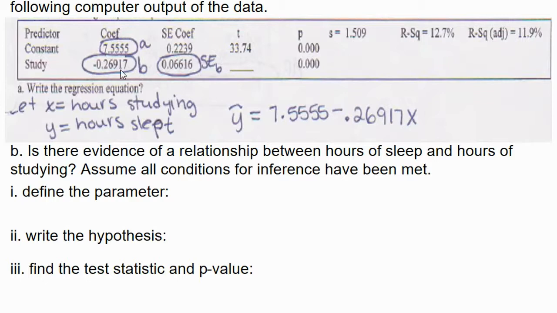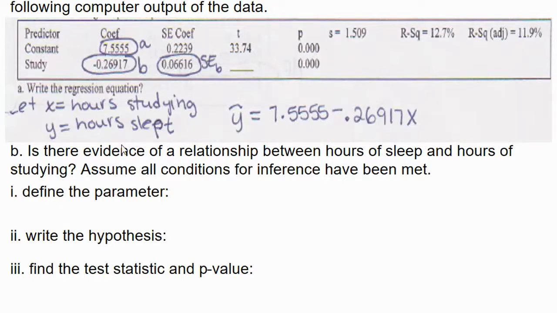And now the coefficient of the second row will give you your x variable. Right now I put study because that was the number of hours you studied, or sometimes it'll be weight if that was your x variable. So this is always your x variable, and the coefficient of your x variable is what's called the slope. In conclusion, the first column will give you the y-intercept on the top and then the slope on the bottom. So your equation would be y equals 7.555 minus 0.26917x.